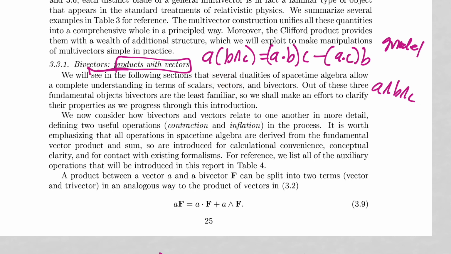Maybe I've forgotten some. Out of these 3 fundamental objects, bivectors are the least familiar, so we'll make an effort to clarify their properties as we progress through this introduction. Well, by now I'm hoping that you all are not unfamiliar with bivectors. Bivectors are interpreted as an oriented area, simple as that, an area with a circulation.